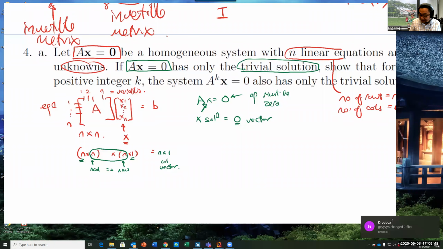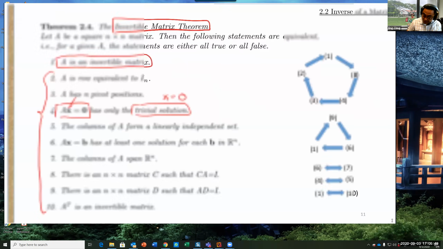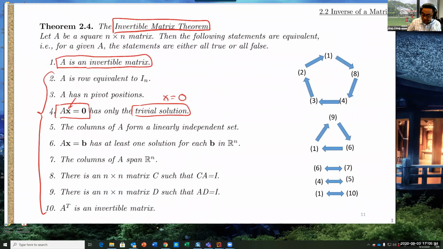Now, so where are all these being found? So let's go back to our lecture notes. This is the invertible matrix theorem, and let's try to recap. Here, the matrix is invertible. First, remember that any invertible matrix must be a square matrix. Otherwise, you can forget about this.